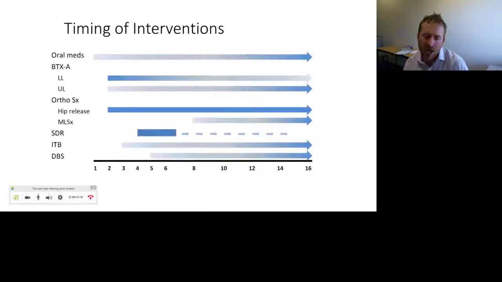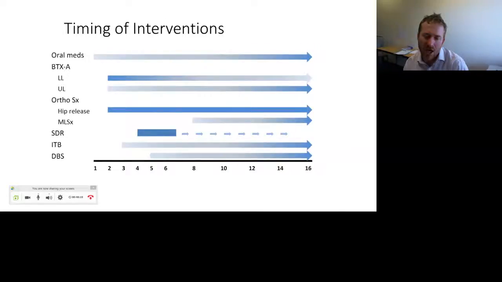We can also think about the timing of the intervention. So oral medications can often be given throughout the childhood lifespan. For pragmatic reasons, probably rather than clinical reasons, botulinum toxin often starts after 2 years of age. That's the age that it's available under the PBS, but we do give botulinum toxin if it's clinically indicated beforehand. It also happens to be the age that children who are ambulant start to appear to need it more.